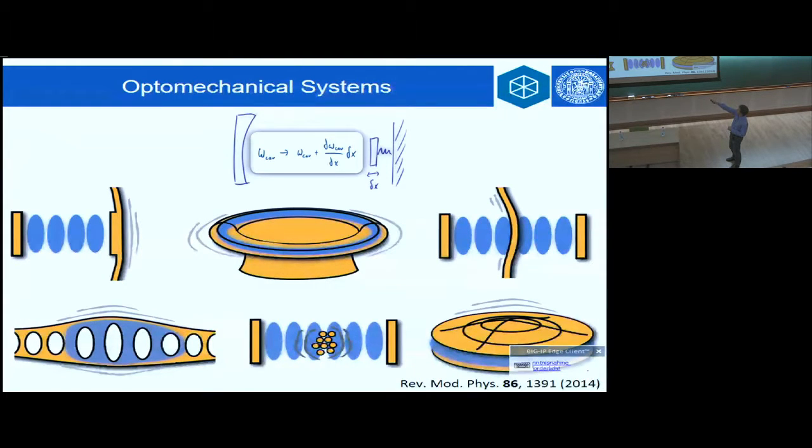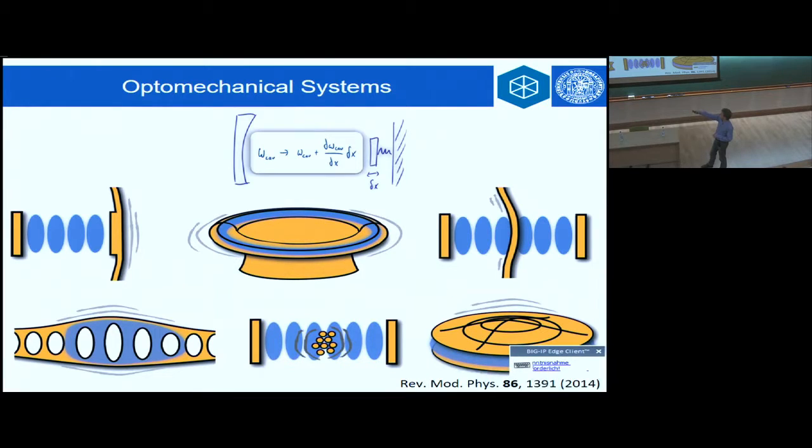One has a Fabry-Perot cavity, and one of the mirrors is movable, typically a harmonic oscillator. What one needs is the interaction between the light field and the mechanical motion, and one gets this interaction because the resonance frequency of the cavity is changed when the position of this mirror is changed, obviously. To first order, we have this term here, and that would give rise to some coupling.